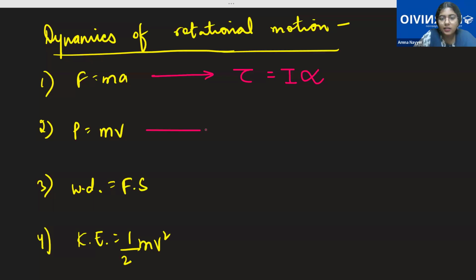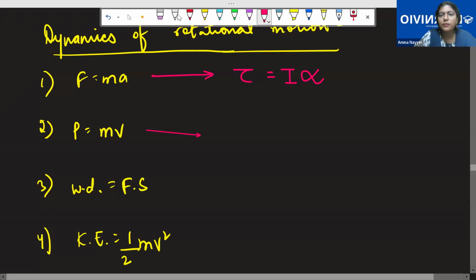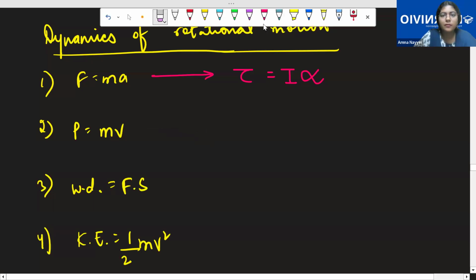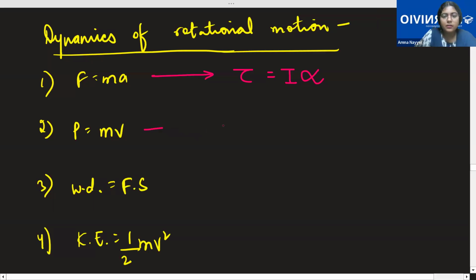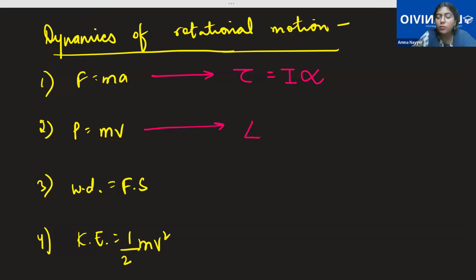Next is momentum. Momentum is equal to mass into velocity. So linear momentum will become angular momentum. Angular momentum we have done in the last class as well, and I told you this formula too. Now linear mass will become moment of inertia, linear velocity will become angular velocity. So L is equal to I omega is also very important. Conservation of angular momentum we will be discussing.